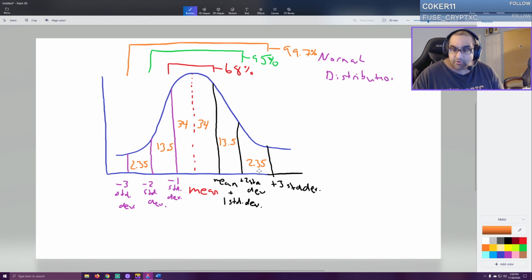Now we still have to represent the entirety of the data set, all 100%. So the last portion that we haven't accounted for is the last 0.3% according to this rule here. So the last 0.3% here, or again 0.15 on both sides by cutting it in half, is what we'll get outside of 3 standard deviations to the right or left. And there we go. We have our full chart here with our percentages in each respective bar.